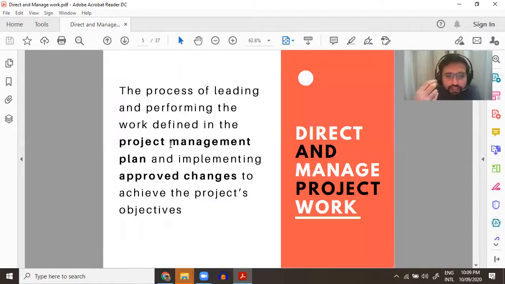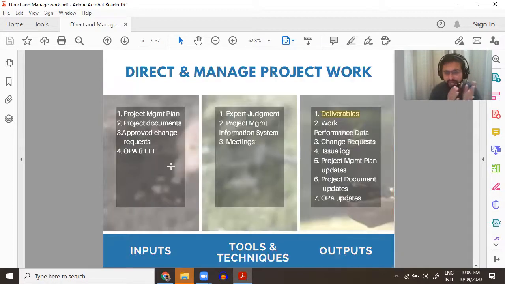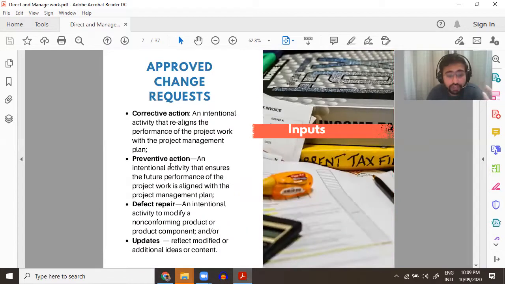It is the process of leading and performing the work defined in the plan. This is important: the approved version of the project management plan is utilized in Direct and Manage Project Work, and we implement approved changes in it. These are the ITTOs we have discussed. Corrective action, preventive action, and defect repair are very important to understand from the exam point of view.